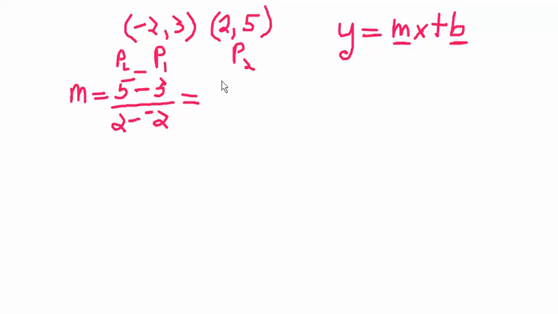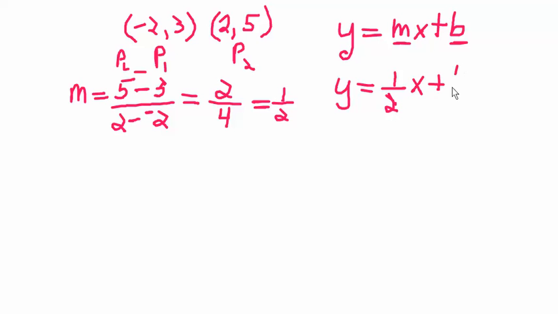And so 5 minus 3 is 2 for my numerator, and for my denominator I have 2 minus a negative 2, which becomes a positive 2, so that's 2 over 4, or my slope is 1/2. So now I have the m part of my problem. So y equals m, which is 1/2, half, x plus b. Okay, so the only thing I have left to do is figure out what b should be.